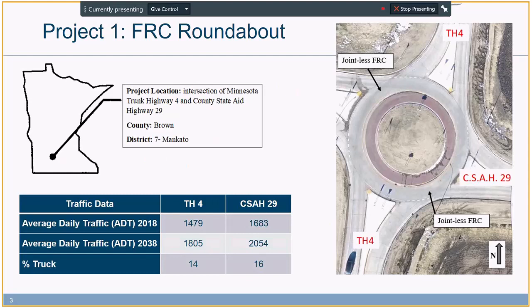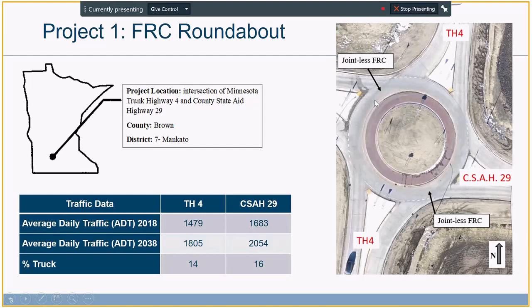Here I have an aerial photo of the roundabout itself. It's located near the city of Sleepy Eye in Minnesota. And here, if you can see my cursor on the right side of the slide, this is the jointless FRC ring that we are going to be talking about today.